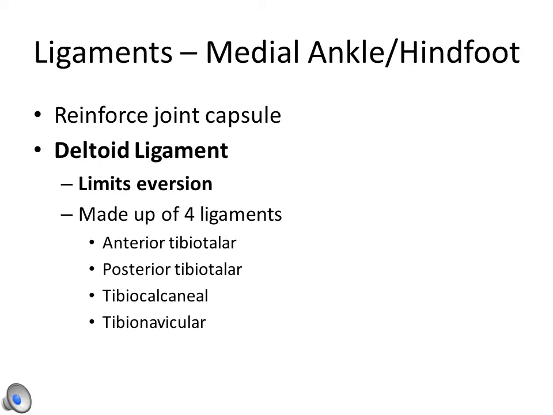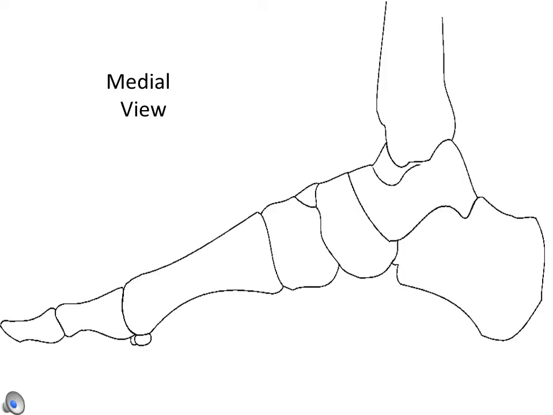The anterior tibio-talar ligament goes from the anterior aspect of the tibia to the talus. The posterior tibio-talar ligament goes from the posterior aspect of the tibia to the talus. The tibio-calcaneal ligament goes from the tibia to the calcaneus, and the tibio-navicular ligament goes from the tibia to the navicular. Pause the lecture to draw in the 4 ligaments of the deltoid ligament on the medial aspect of the ankle.